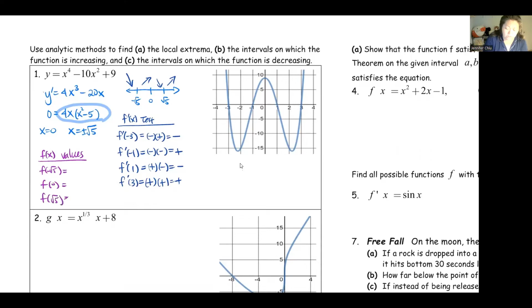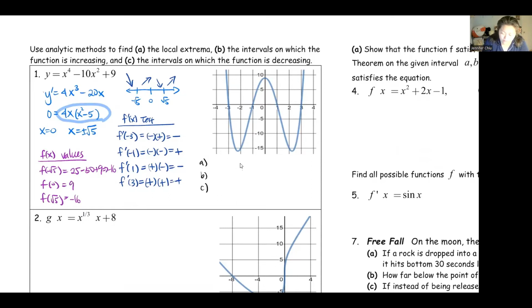Again, I'm plugging these into the original function, f, right? So you plug into the original function, negative root 5 to the 4th power would be 25, minus 10 times 5 is 50, plus 9, that would give me negative 16. And since it's symmetrical, root 5 will also give me negative 16, and plug in 0 will give me positive 9. Okay, now I have enough information to answer all the questions, right?